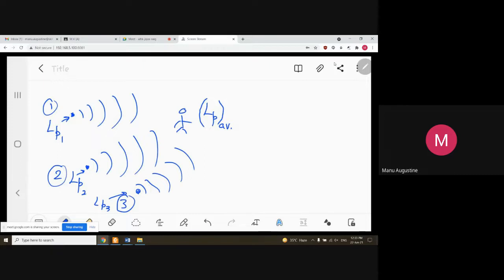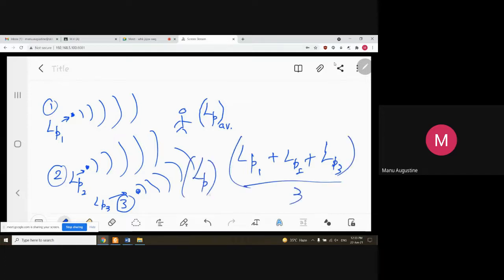So once again, a person might be tempted to simply take the average like this: LP1 plus LP2 plus LP3 divided by 3 and claim it to be the average value of sound pressure level. But this calculation is not acceptable because the units of all these LP1, LP2, LP3 and LP are in decibels. And decibels can neither be directly added nor subtracted, and therefore they cannot be averaged also.